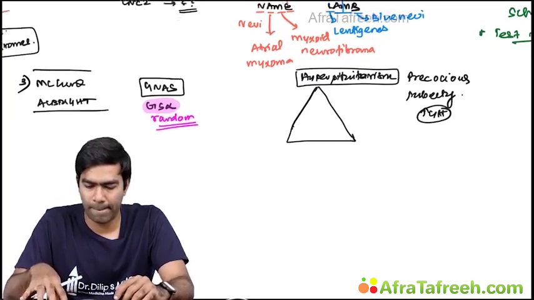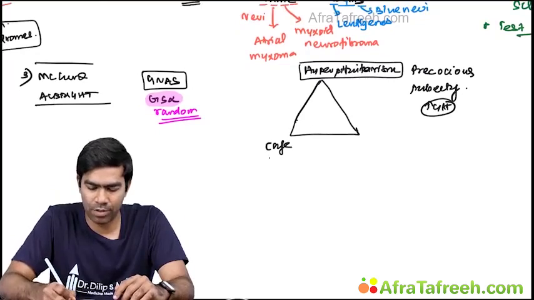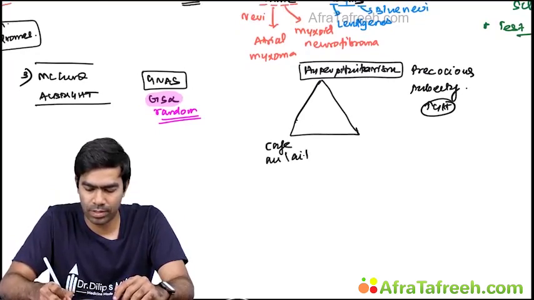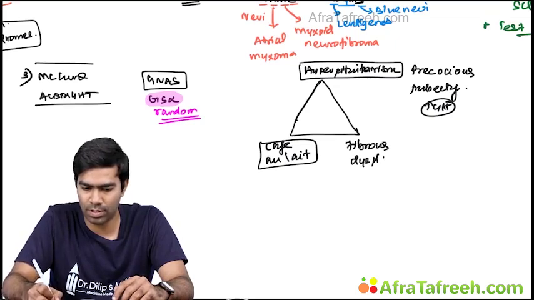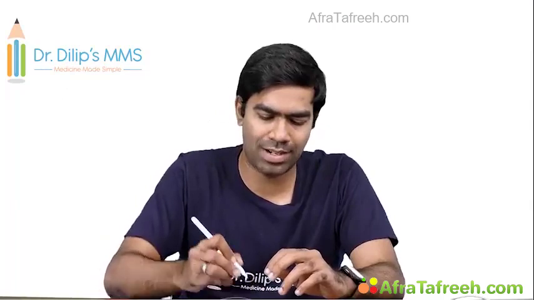Next, we are going to have café-au-lait macules, and you can also develop polyostotic fibrous dysplasia, especially of the long bones, which might result in Shepherd's crook deformity of the femur. So this is a characteristic triad of McCune-Albright syndrome.